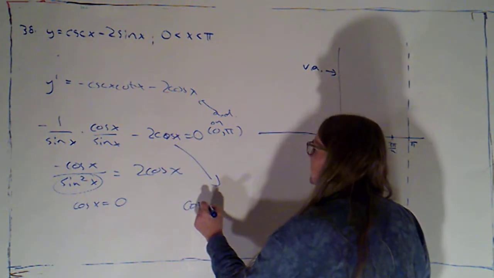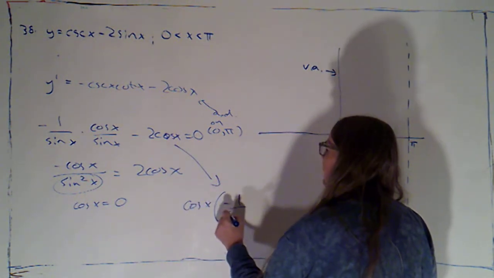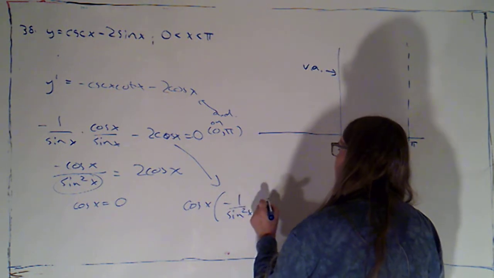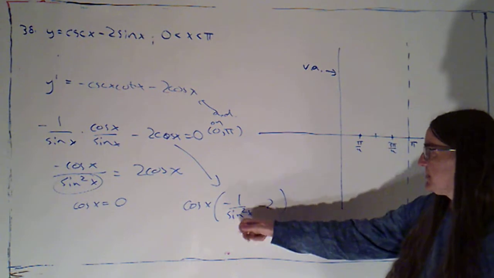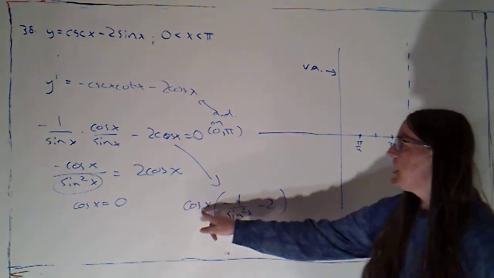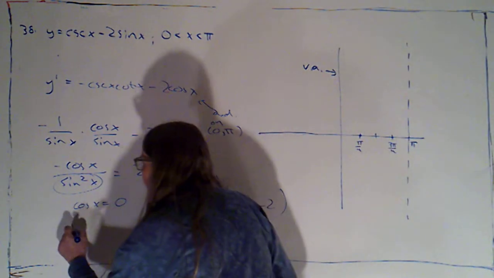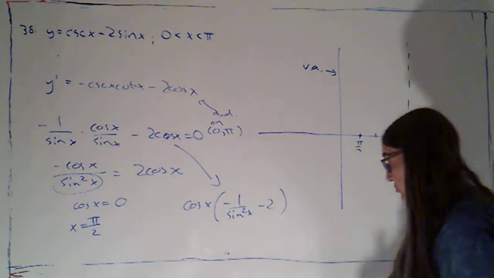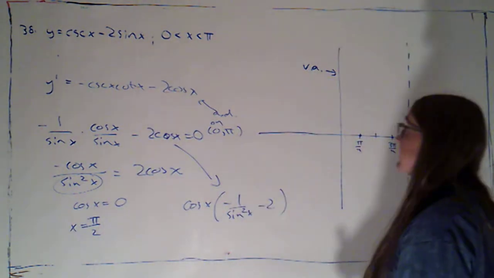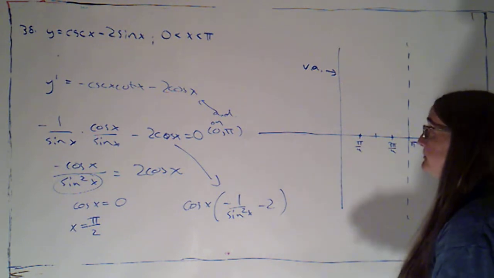I could say that's cosine of x times negative 1 over sine squared of x minus 2. This piece will never be 0 because both terms here are negative, but cosine of x could equal 0. And that will be true in this interval if x is pi over 2. So that's going to be my critical number.